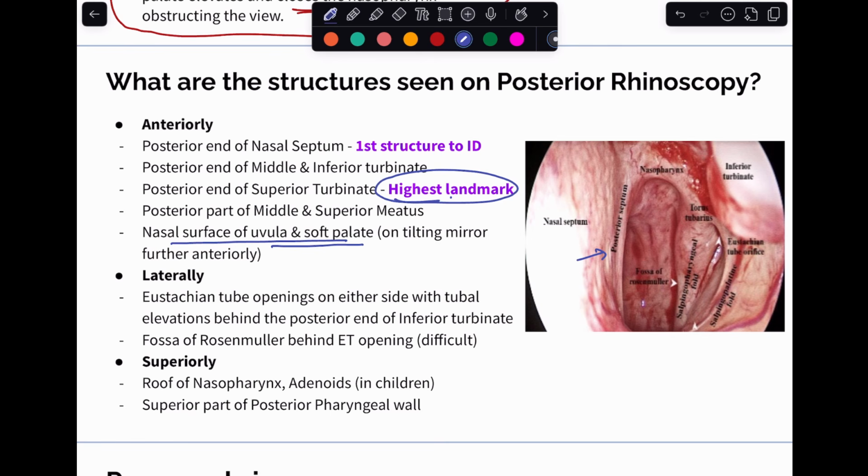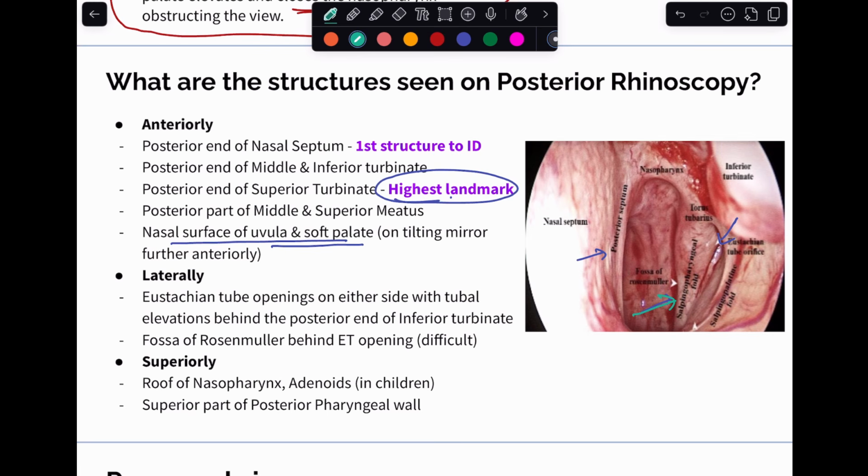Then laterally, let's look at the image over here. Laterally, we are going to be able to see the eustachian tube opening on either side with the tubal elevation behind the posterior end of the inferior turbinate. We'll also be seeing the fossa of Rosenmuller, which lies just behind the eustachian tube opening, but this is much more difficult to see compared to the other structures over here. So these are the three things that you will be seeing on the lateral wall.